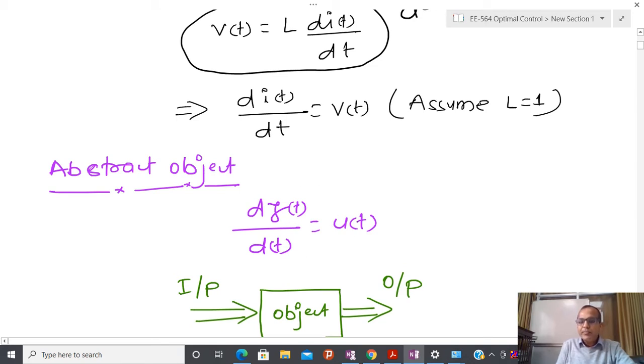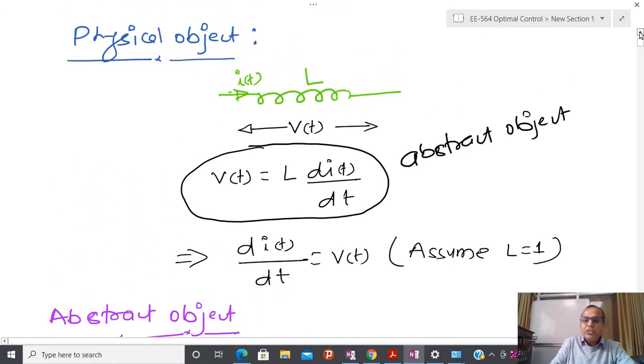And here for simplicity I am assuming whatever input, here you try to see what is your input and output, so you can interpret based on your convenience. You can say that I have applied some voltage v(t) and I am going to measure some kind of current i(t) across this particular inductor. So in that situation I can interpret v(t) as some kind of input and i(t) as some kind of output.